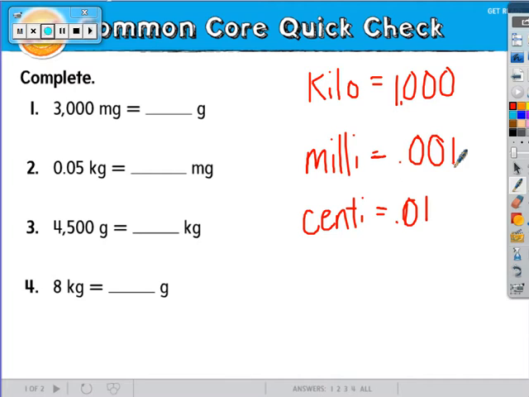Okay? So 3,000 milligrams equals how many grams? Milligrams. So milli. How many of those would it take to make a gram? 1,000. If we did that, we would move this decimal three times, for the 3 zeros in 1,000. So we would have 3. It's 3 grams, yes.